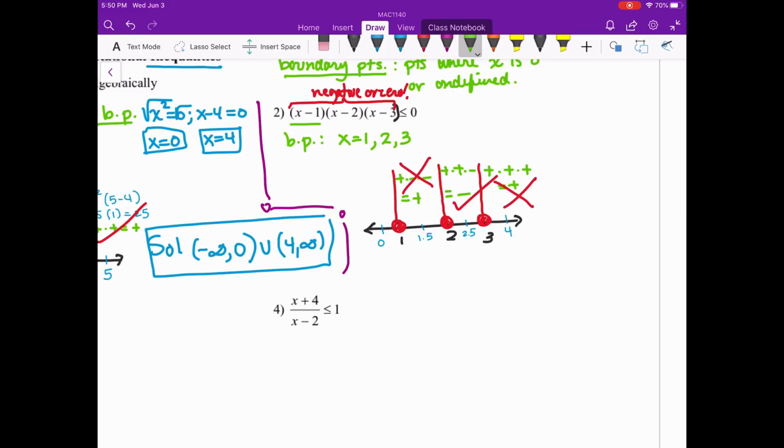If I plug in 0 in these parentheses, I'm going to end up with negative times negative times negative. And that is negative. Therefore, this interval is part of the solution.